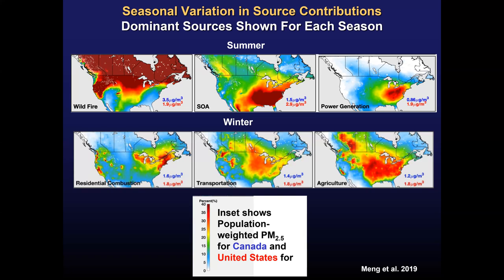Whereas in wintertime, the sources are really quite different, with dominant sources from residential combustion for home heating purposes, and from transportation and agriculture, driven by their roles in ammonium nitrate formation and the greater efficiency of that production at colder temperatures. And this may have implications for understanding how these different sources affect associations with a variety of health outcomes.